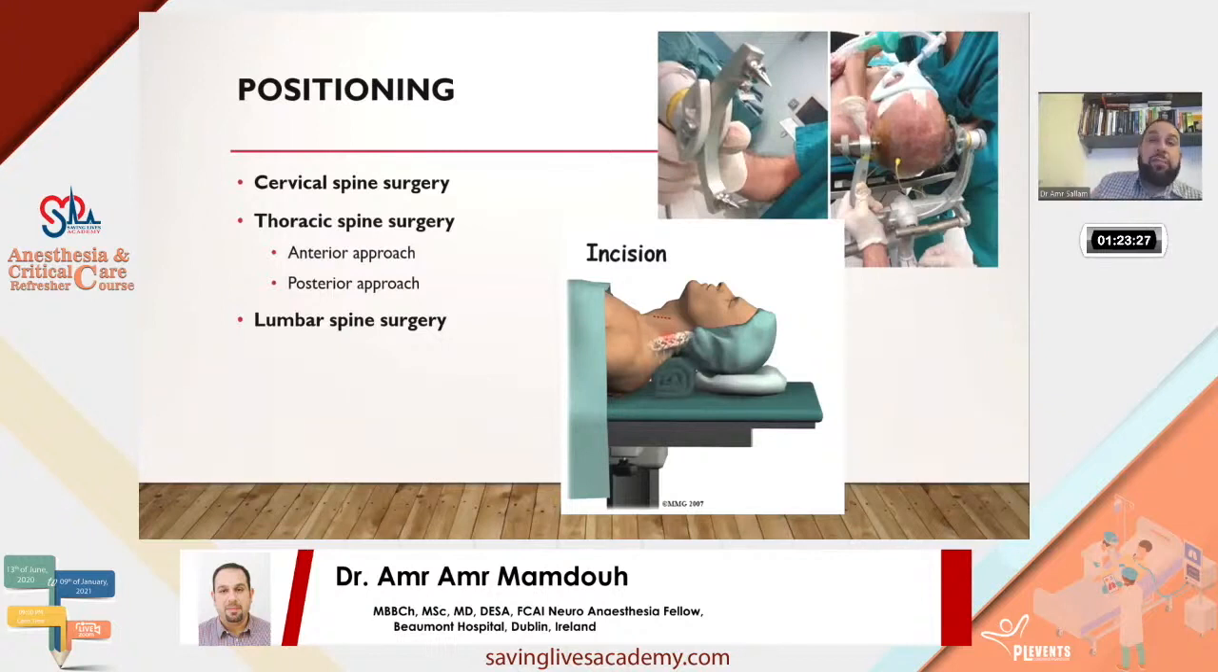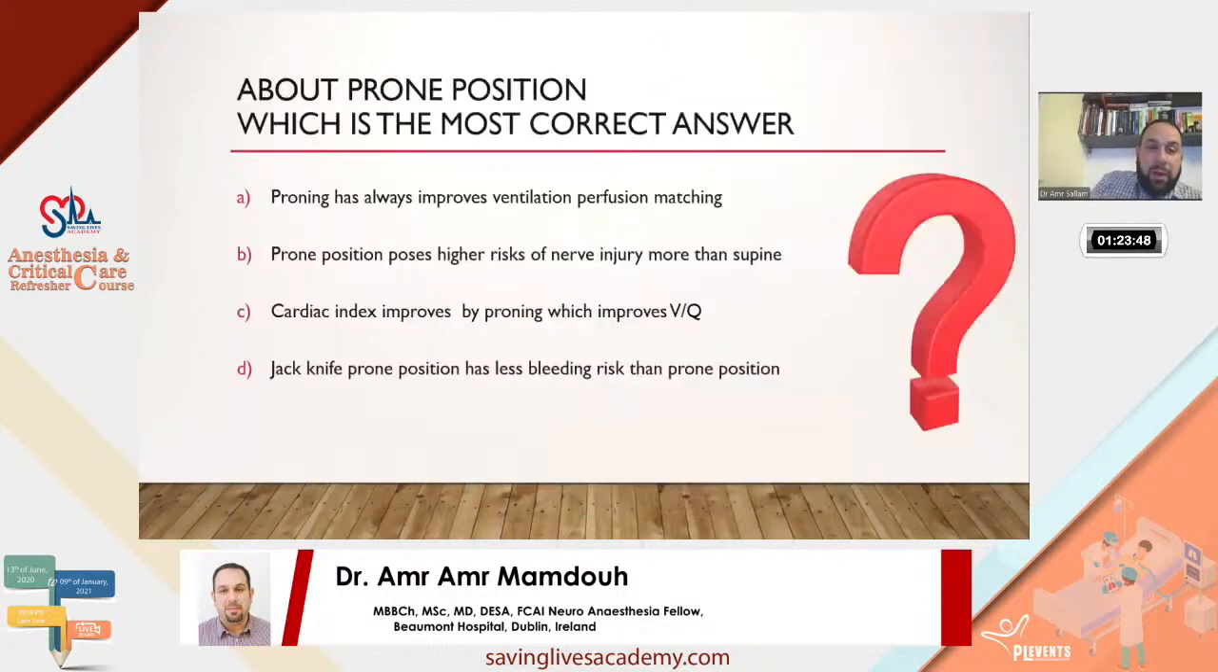And for thoracic spine, for sure is the anterior approach, which is very rare now. We prefer using the posterior approach and lateral approach. I might not go through the whole risks of all these approaches and what's the nerve injuries possible and what's the lesions and what's the causes that will lead to that. We'll discuss more about the prone position, and I'd like to ask you a question about the prone position to see how we are aware about that. Which is most correct about prone position?